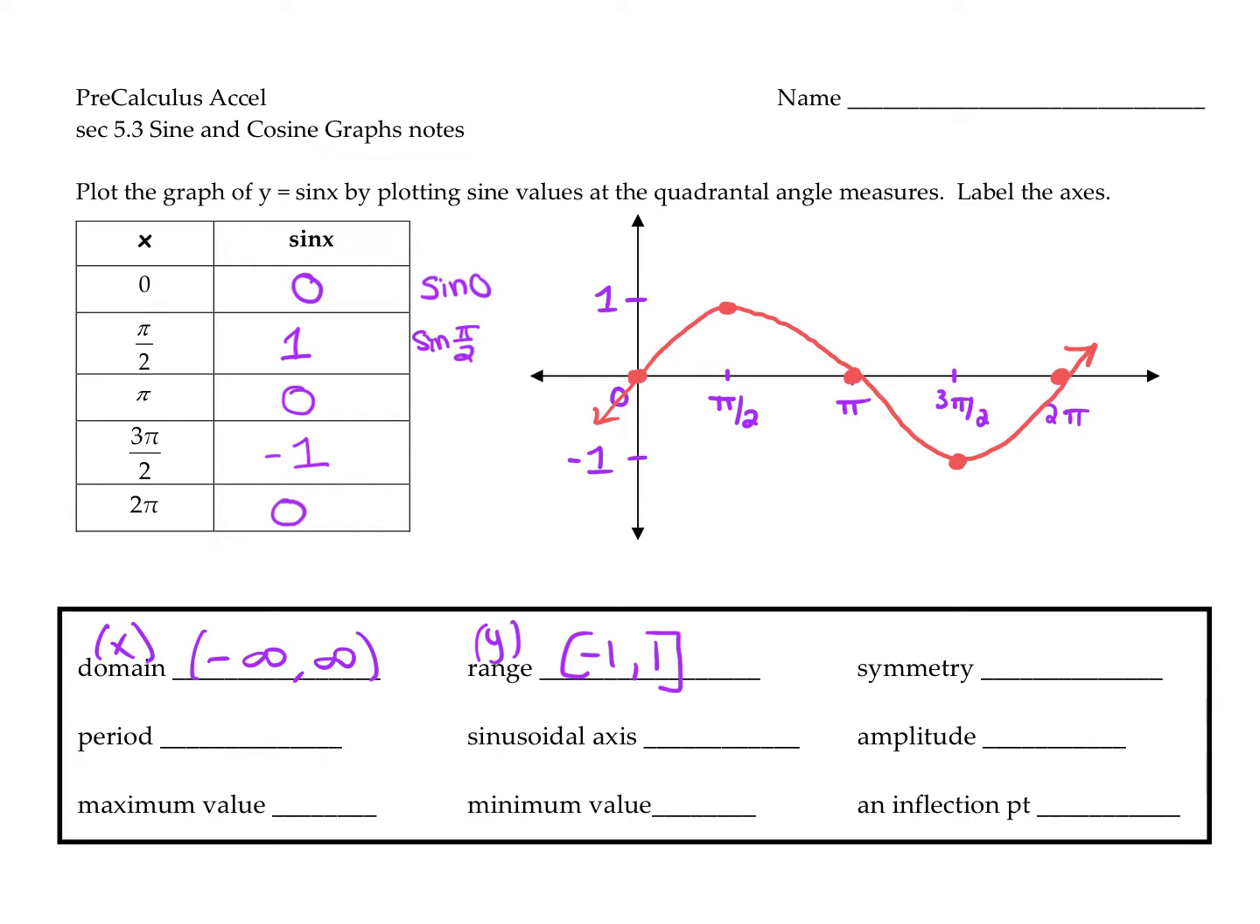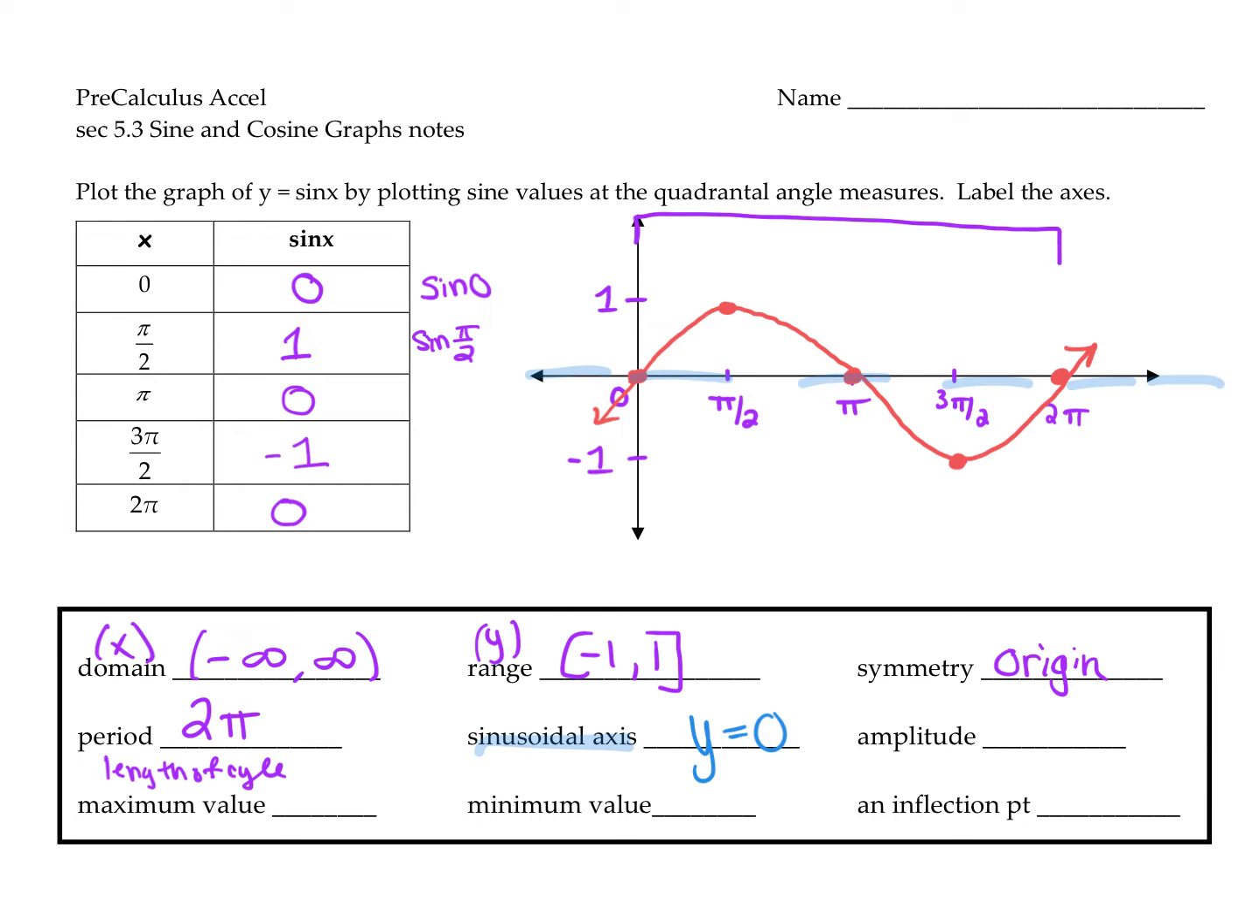Symmetry. Symmetry of this graph is about the origin. And this is true for all sine graphs. The period. This is the length of the cycle. So in this case, it's from 0 to 2 pi, so the length would be 2 pi. Sinusoidal axes. This is the axis that represents kind of the center or the middle of our graph. So in this case, the middle of our graph is here, and so that would be at y equals 0.